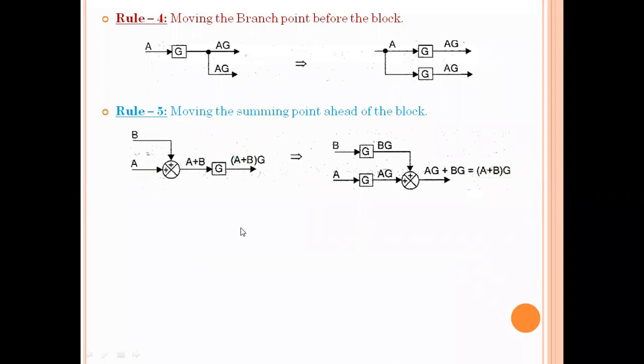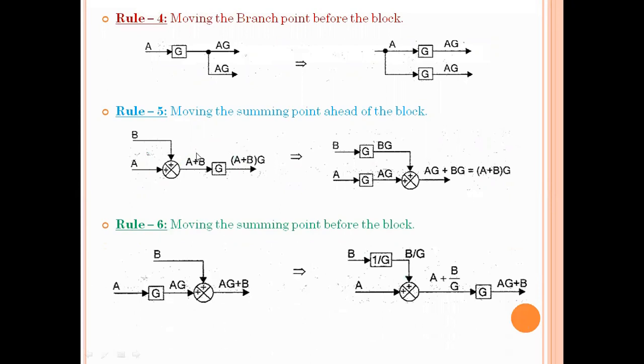And the sixth rule is the reverse of it, when the summing point is moving before the block. So here a summing point is there. I want to shift this summing point here. So how can I shift?